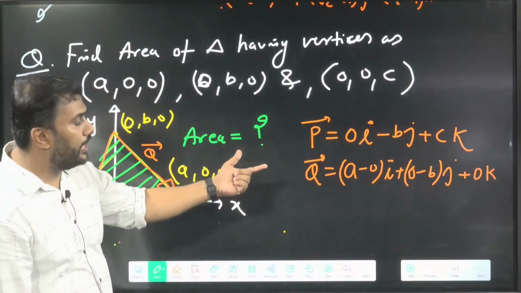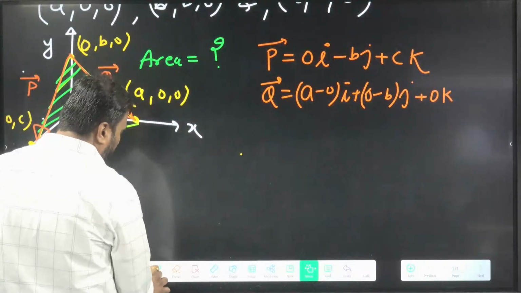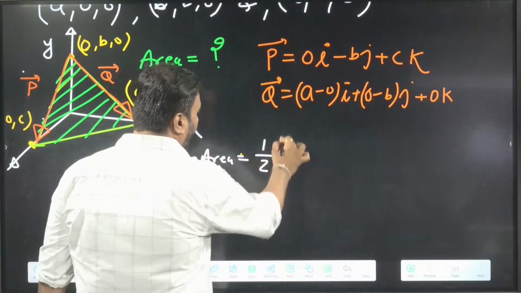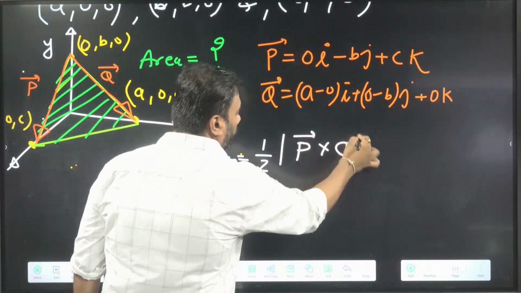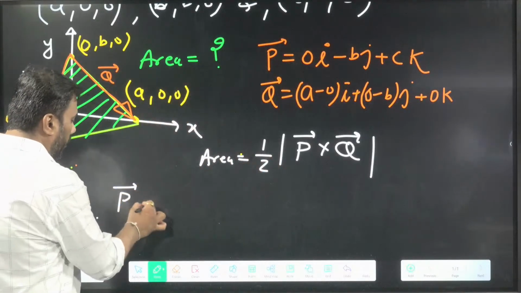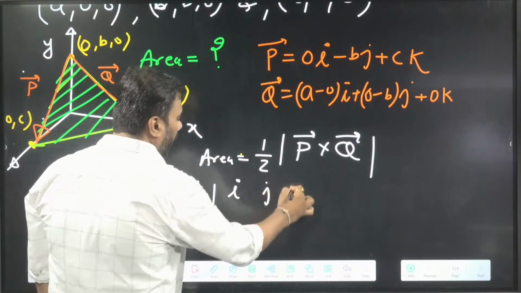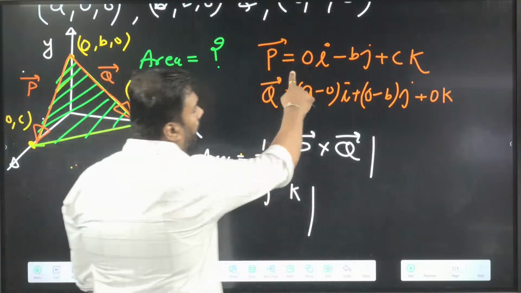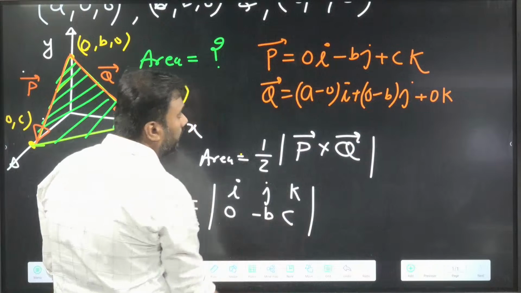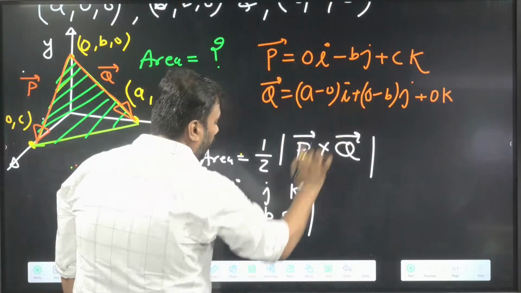If we know two sides of the triangle, we can find the area of the triangle. Now the area will be half the magnitude of p cross q. First find p cross q, then find the area. We can use the determinant method to find the cross product: i j k. What are the components of the first? 0, minus b, c. What are the components of the second? a, minus b, and 0.